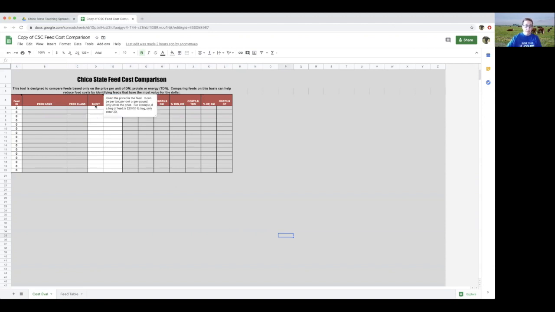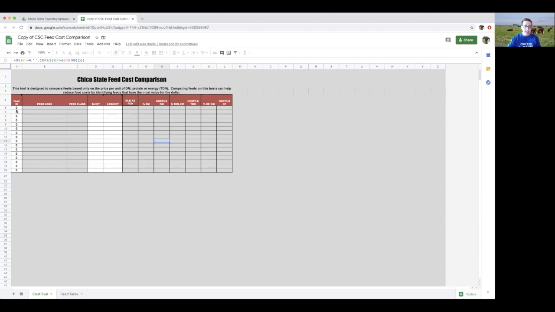All right, we're going to talk real quick just about how to use the Chico State Feed Cost Comparison tool. It's a simple tool to help users identify, say, which energy feed may be the cheapest cost per pound of protein or per pound of energy, or TDN. And so as we're looking at this spreadsheet, you are to enter into the white cells.